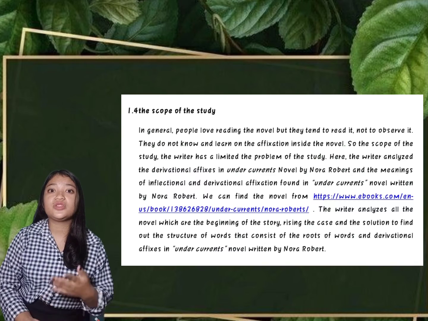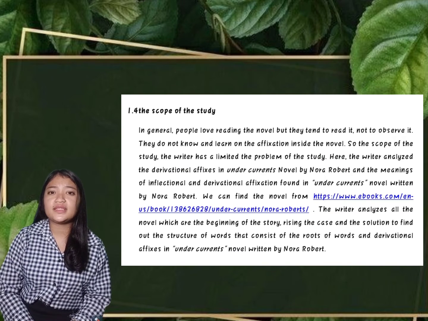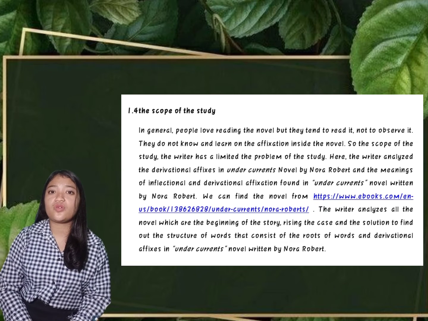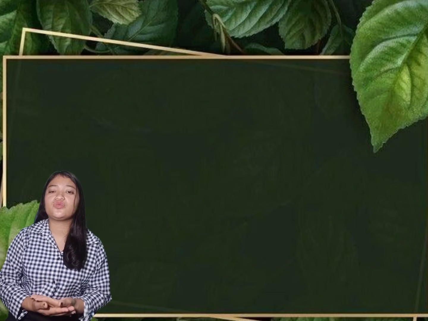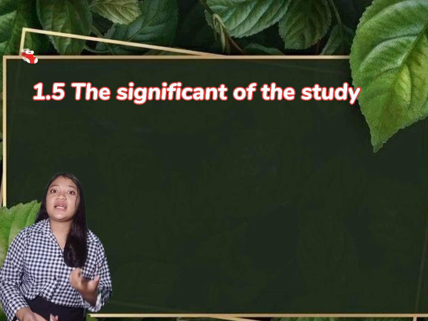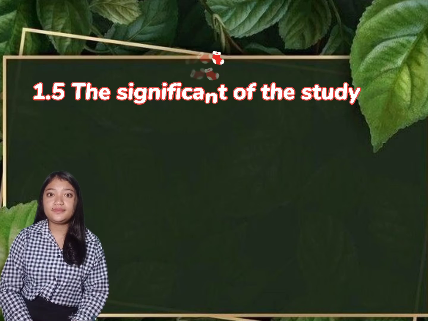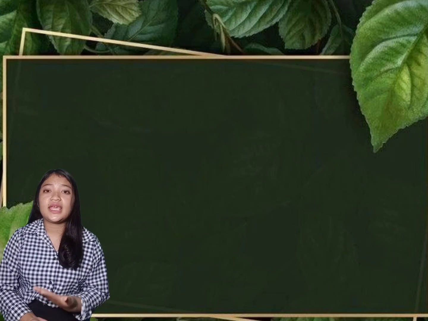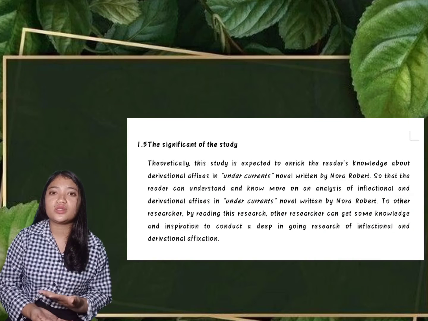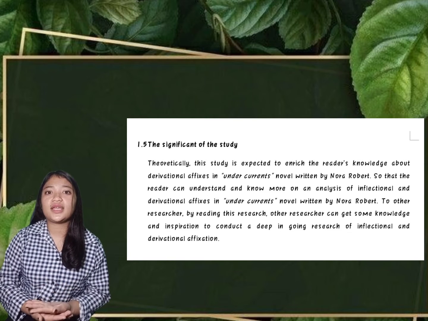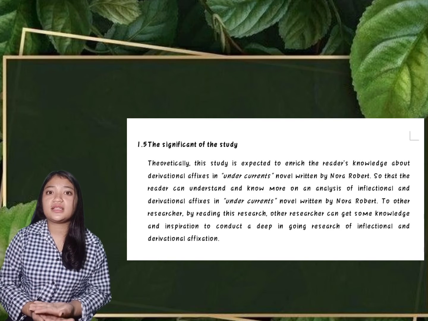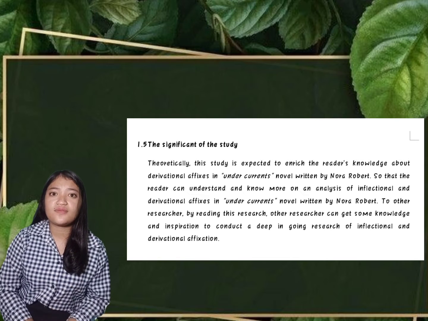And the writer analyzed the whole novel, from the beginning of the story, the case, and the solution, to find out the structure of words that consist of the roots of words and derivational affixes in Undercurrent novel written by Nora Roberts. And the last in chapter 1 is the significance of the study. It explains why the study is important and what benefits can be derived from our research. The significance of the study is to enrich the reader's knowledge about derivational affixes in Undercurrent novel written by Nora Roberts, so that the reader can understand and know more about the analysis of inflectional and derivational affixes in Undercurrent by Nora Roberts.